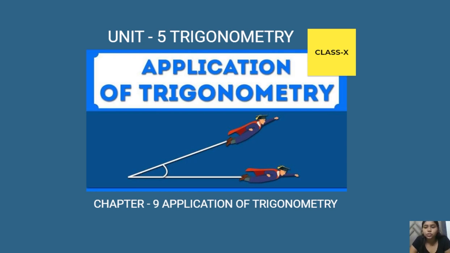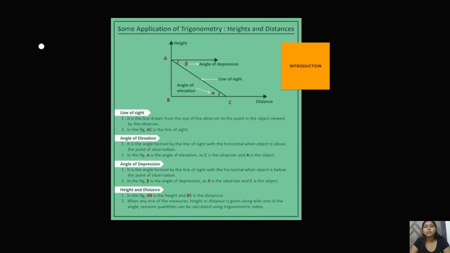So let's start with our chapter number 9, that is applications of trigonometry. You know about trigonometry. As per my last session, I have told you enough about what is trigonometry and what the identities of trigonometry are. In this particular chapter there are no identities. It is basically a practical based trigonometry where you will be learning how you can apply trigonometry in various practical questions. So let's have a look at the certain terms that you have to learn.